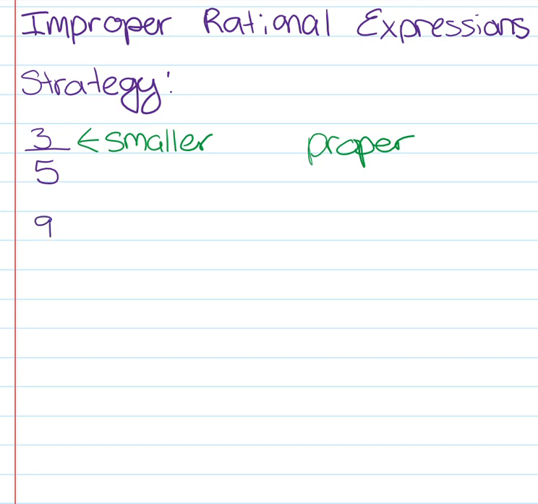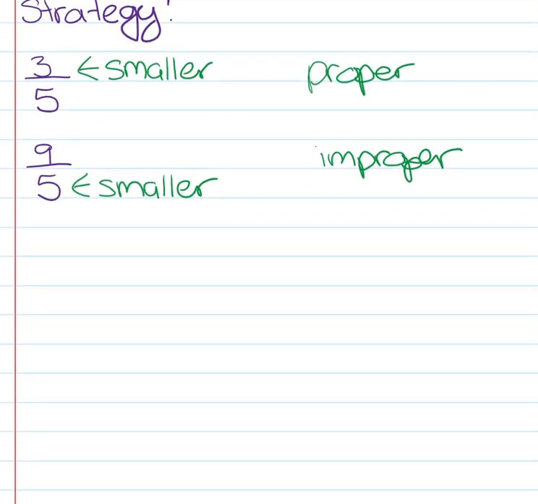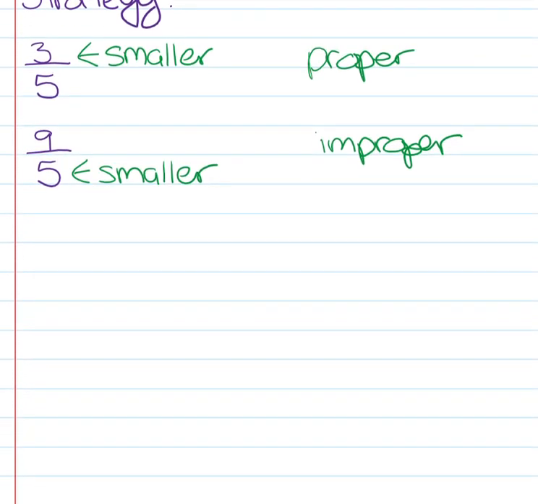If you were given something like 9 over 5, is that proper or improper? This one is improper. Why is that? It's improper because it's smaller on the bottom. If you had an improper fraction, your teacher wouldn't just let you leave it like that. They would make you rewrite it as a mixed number.